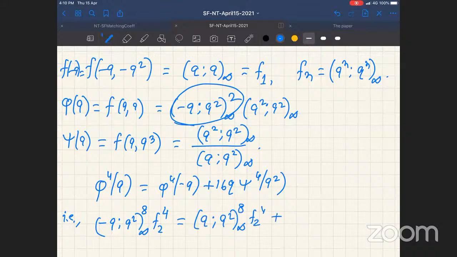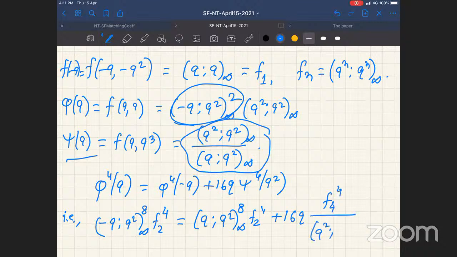And here I will get minus 16q, and because ψ(q) is this one, so I will get this is ψ(q²). So it is f4 to the power 4 divided by q². So this is just a representation of Jacobi's identity.